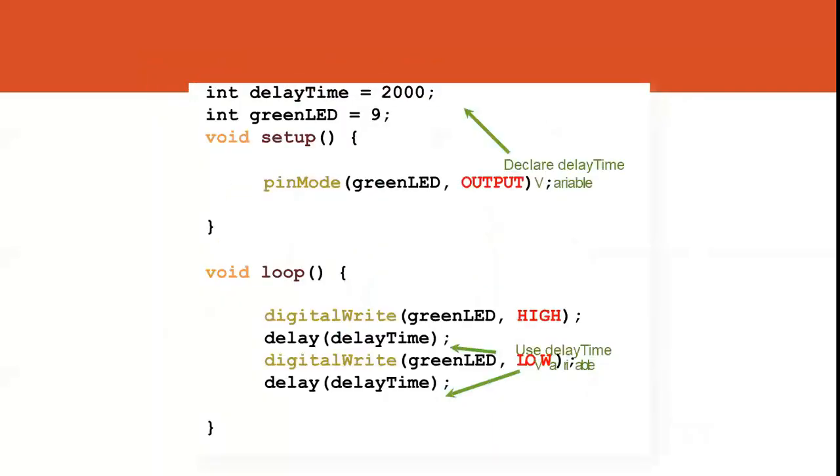We can look at this here. The two variables are declared over here, delay time and green LED equal to 9. In the setup, we are declaring the green light as the output. Now when the pin mode command is executed, the green light is replaced with the value 9 and it is declared as an output, which means now pin number 9 is configured as an output port.